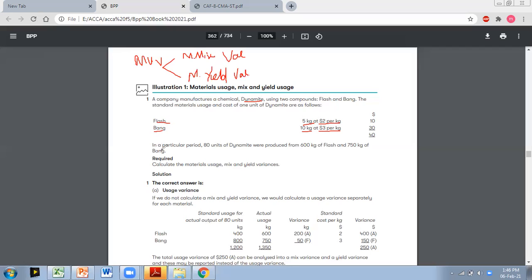In a particular period, 80 units of dynamite were produced. What is this 80 units? It is the actual production, right? Now, from 600 kgs of flash and 750 kgs of bang. So in actual, they had put 600 kgs of flash and 750 kgs of bang, right? Now we are going to calculate material mix and material yield variances.